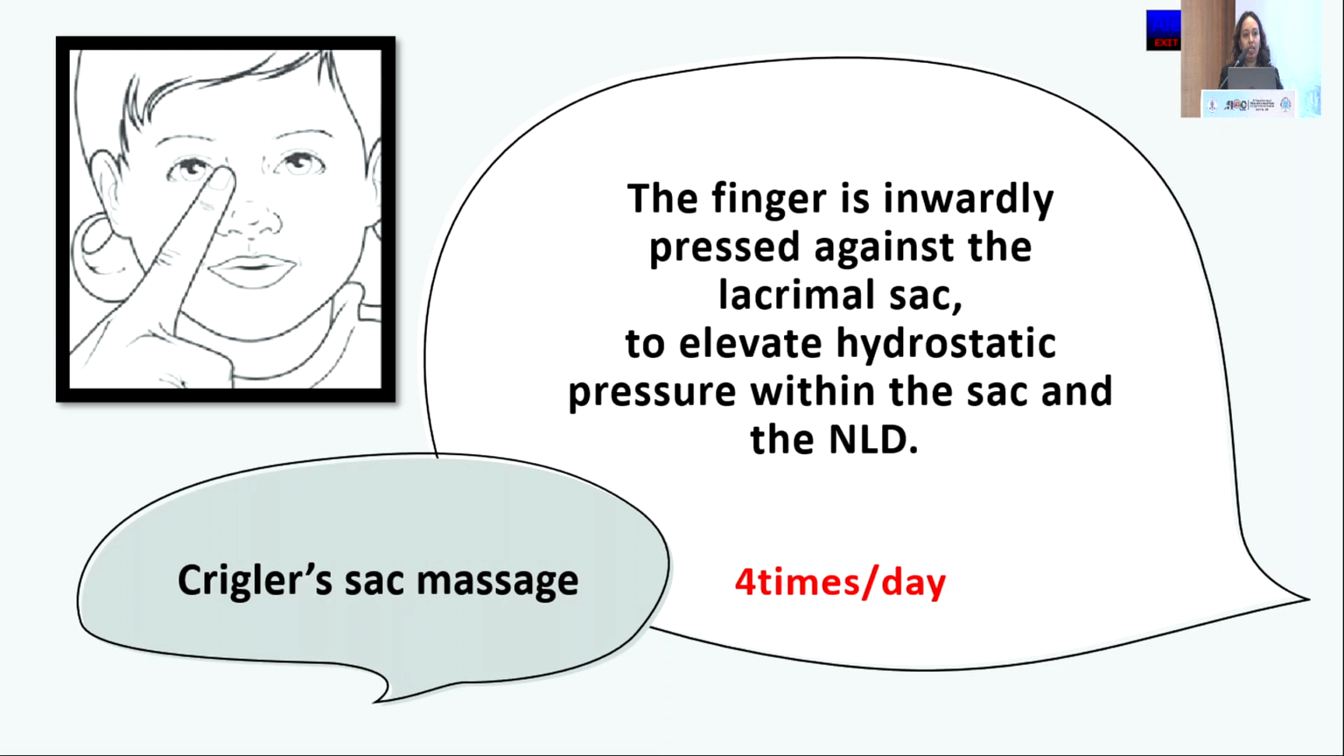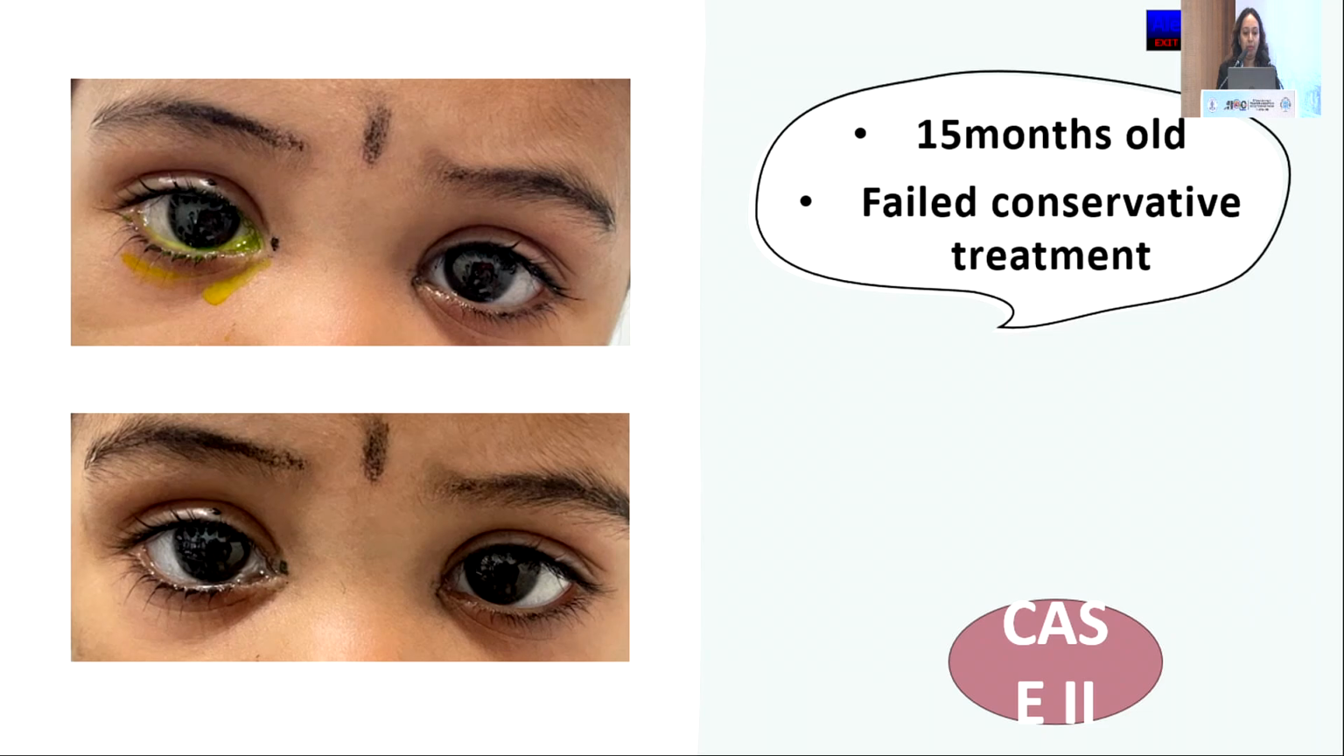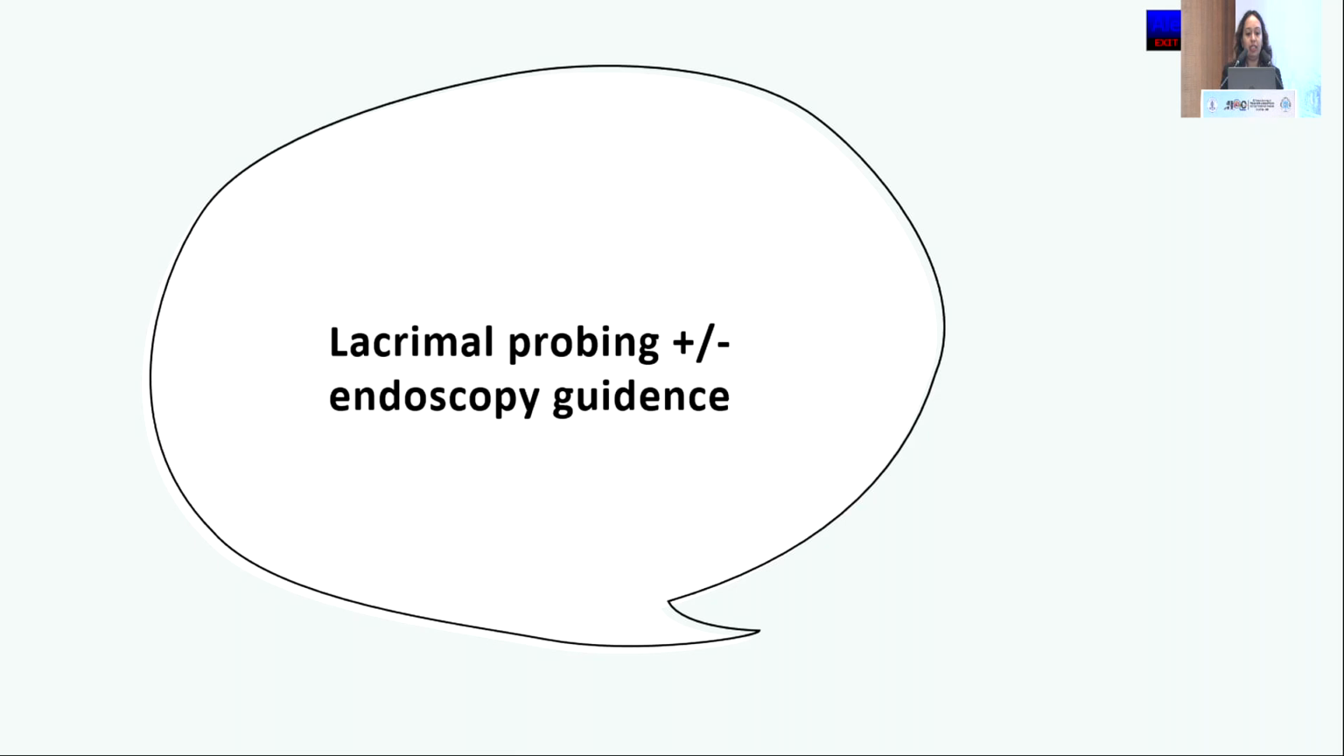So this is a 15-month-old baby. You can see the fluorescein dye disappearance is positive and there is increased tear meniscus. This is a failed case of conservative treatment of CNLDO. So this baby is an ideal candidate for lacrimal probing with or without endoscopic guidance.